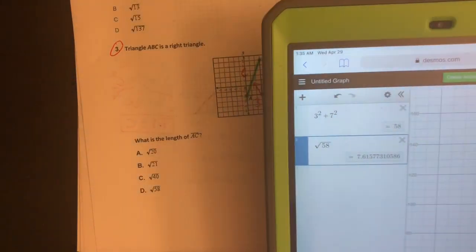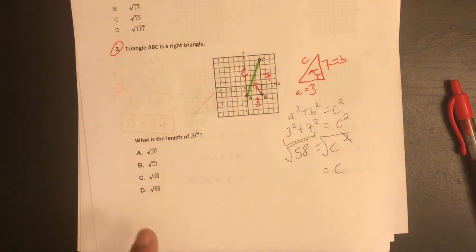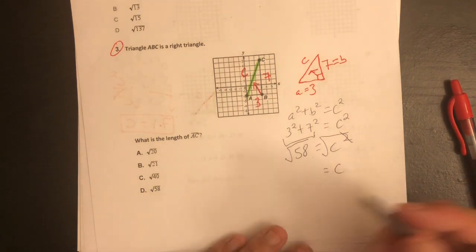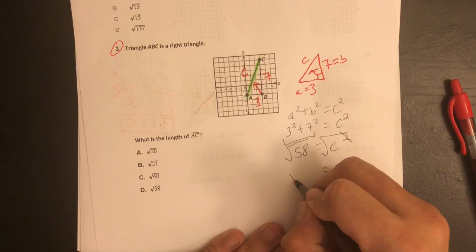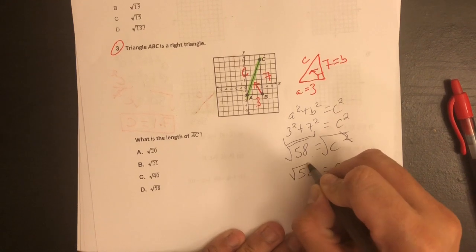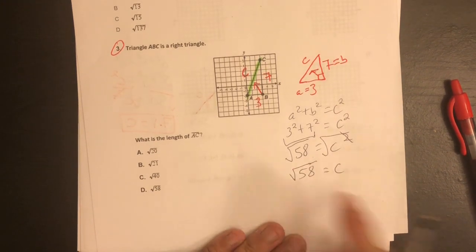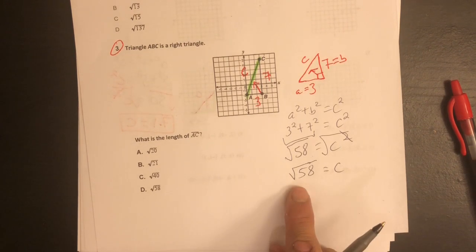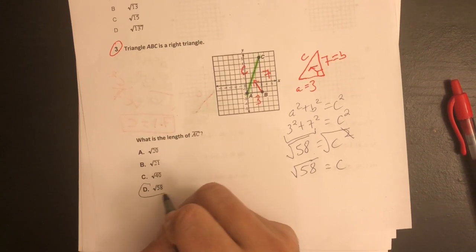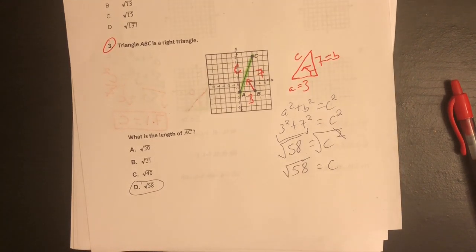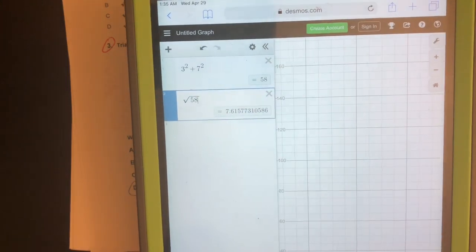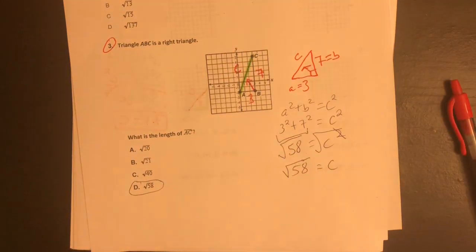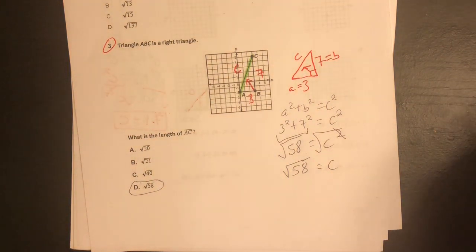Sometimes the answers will be in decimal form, and sometimes they will be in radical form. This is one of those situations where we didn't have to type it into decimals. They didn't want us to convert it into a decimal. They just wanted us to leave it like it is. So my answer is the square root of 58, which if we wanted to convert it into a decimal becomes 7.61 and so on.